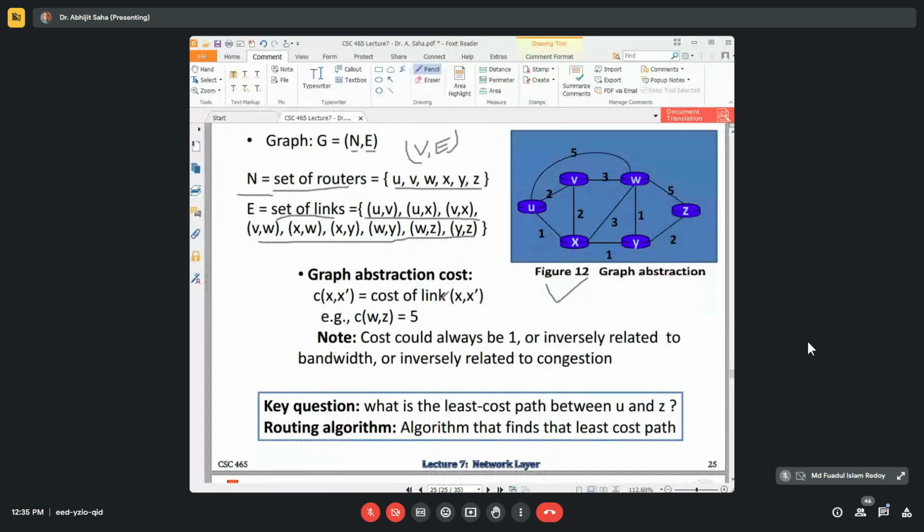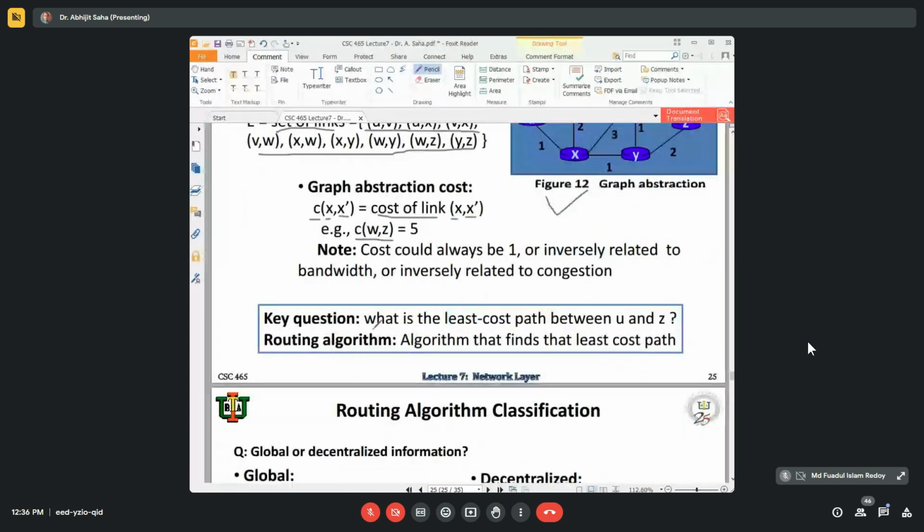So this is the graph abstraction cost. The cost from a source to a destination is the cost of the link. For example, the cost of W to Z has been given here as 5. Cost could always be 1, or inversely related to bandwidth, or inversely related to congestion. The cost can come with different metrics: it can be hop count, bandwidth, or delay.